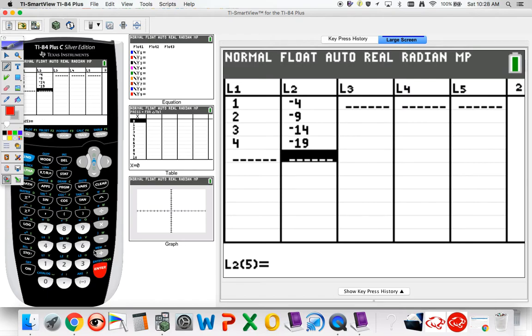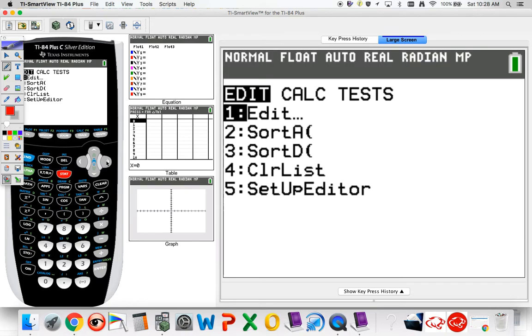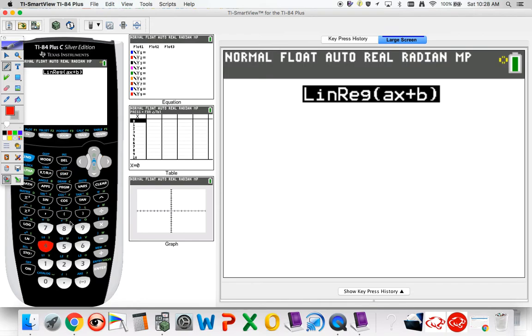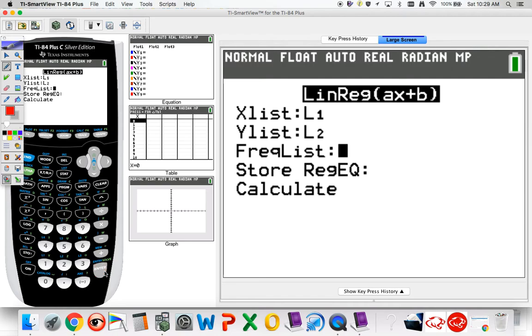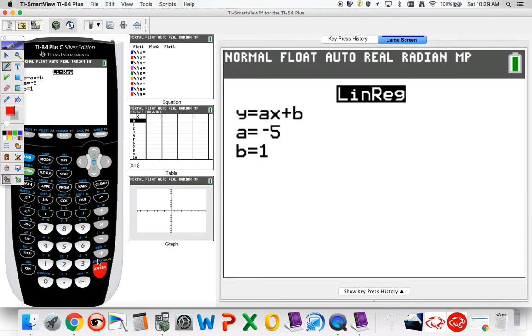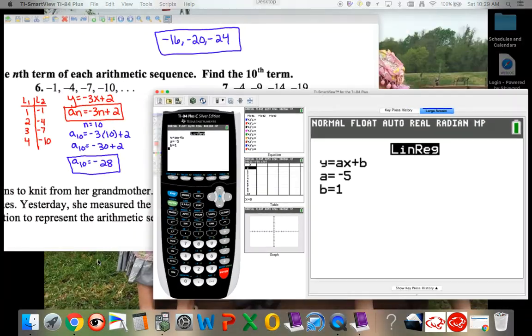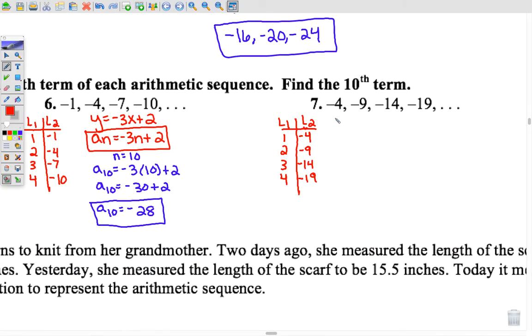So after you do this, you just go back to stat, go over to calc, hit the number 4, hit enter through all this stuff till you get to calculate. And once you do that, here's our equation. So y equals -5x plus 1. So I'm going to go ahead and write that down. Y equals -5x plus 1. And again, since it's a sequence, we're going to replace y and x with a sub n and n. So there's your equation.